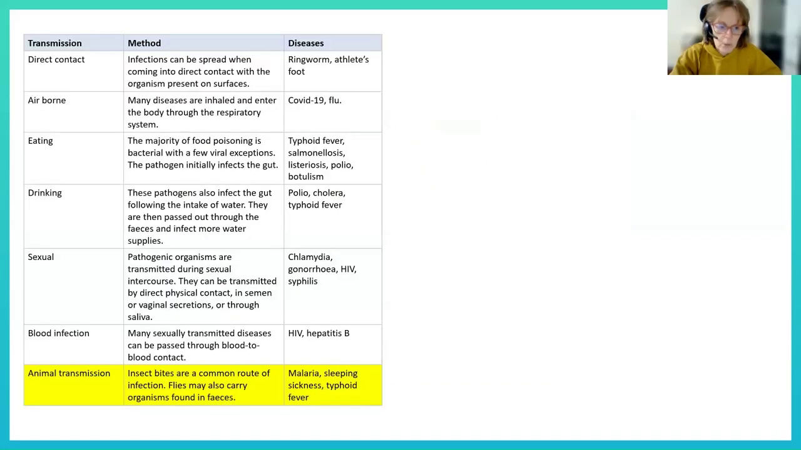There are things you can do to control animal transmission. You can take out the vector, but none of the methods are great.